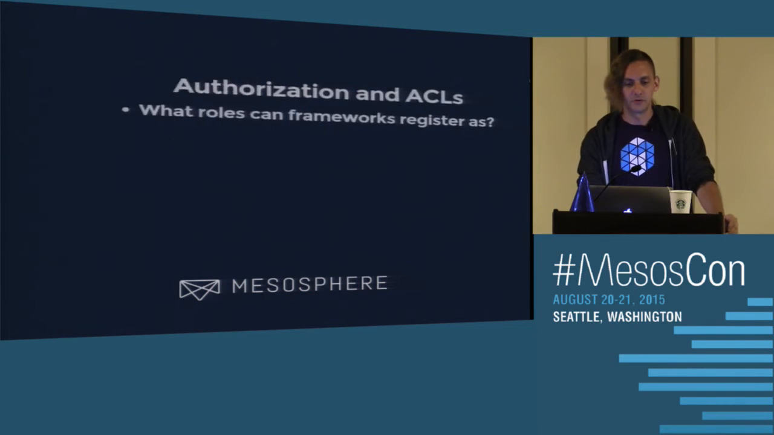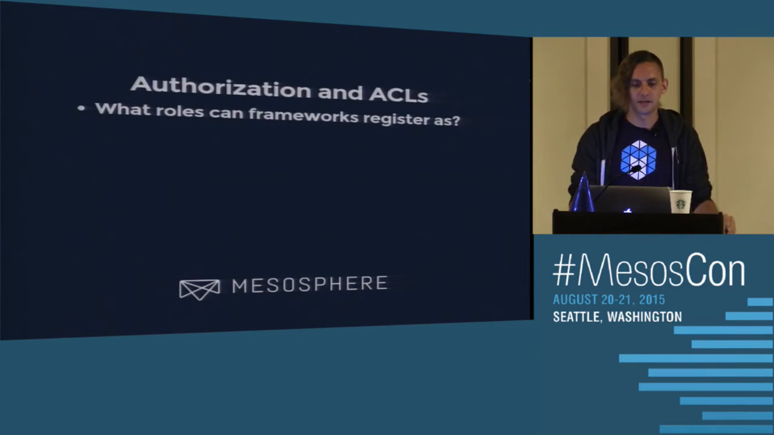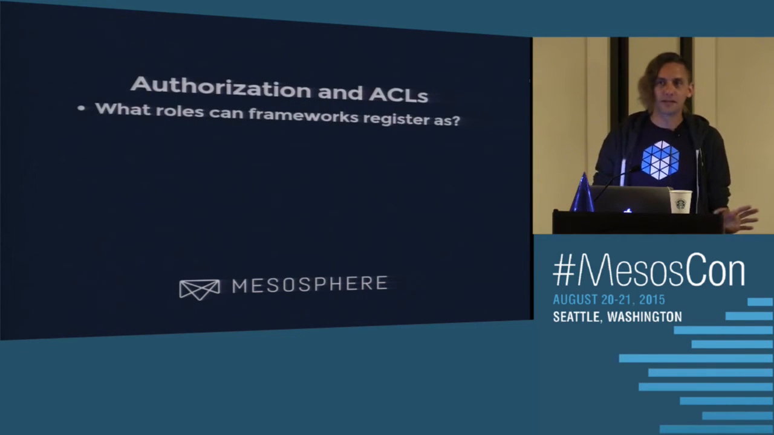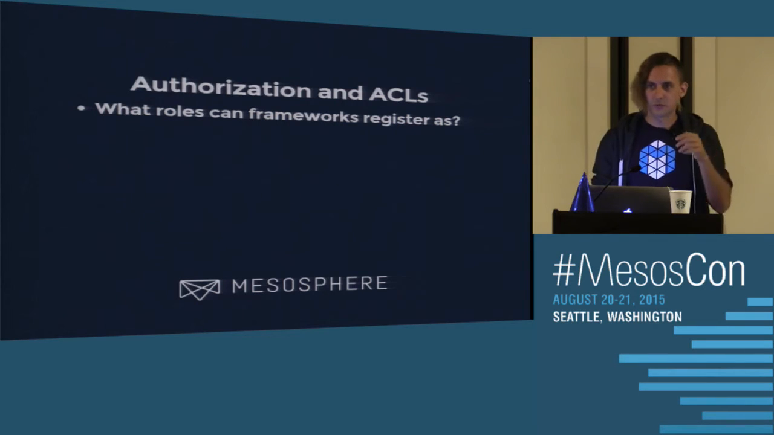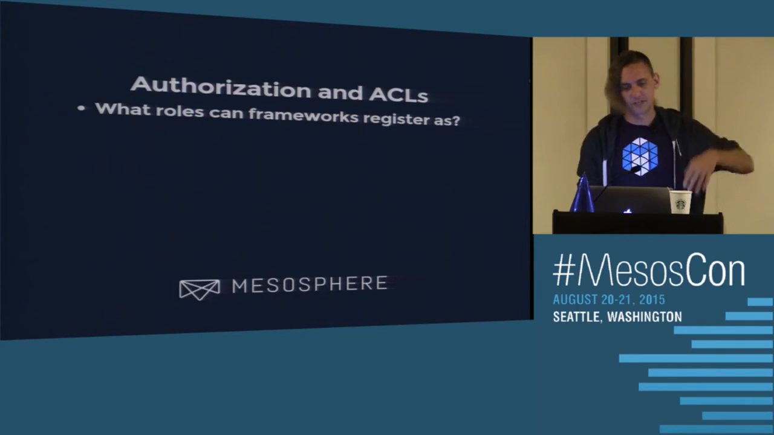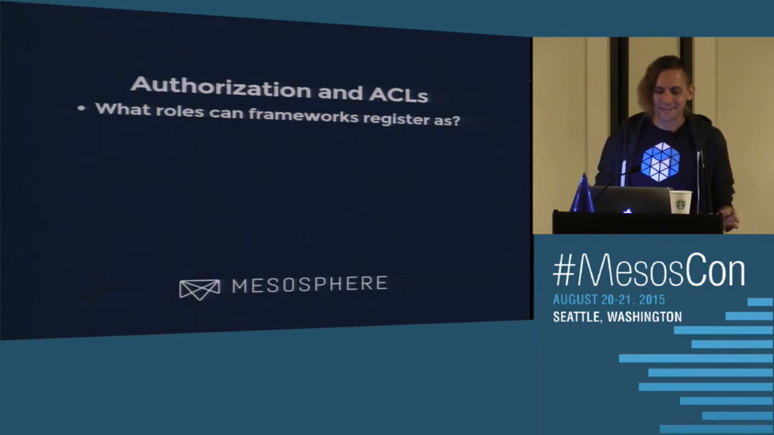Which leads me to authorization and ACLs. There are only a few ACLs that we currently have implemented in Mesos, but we're planning to add a whole lot more. So I'll just go through the ones that exist now, and you can tell us what your favorite ideas are for new ACLs and file some JIRAs and implement it yourself. We'll do it too.